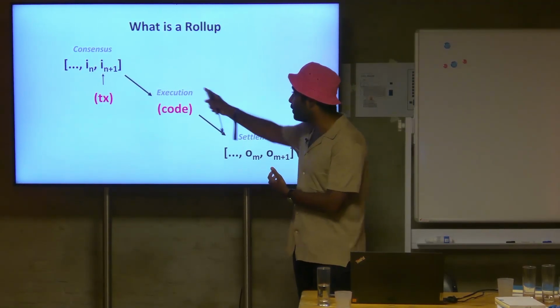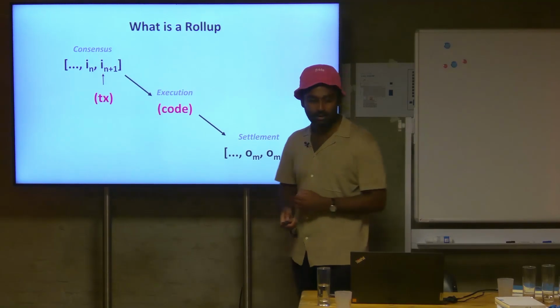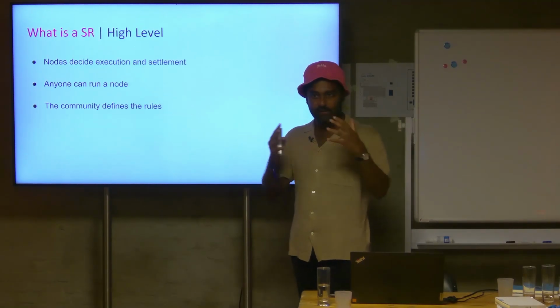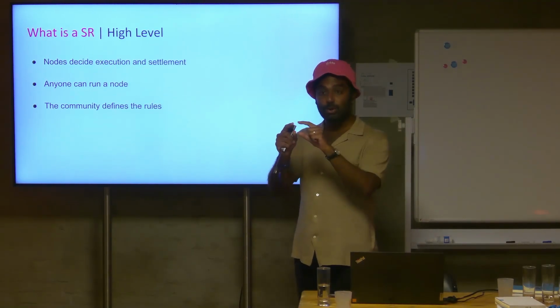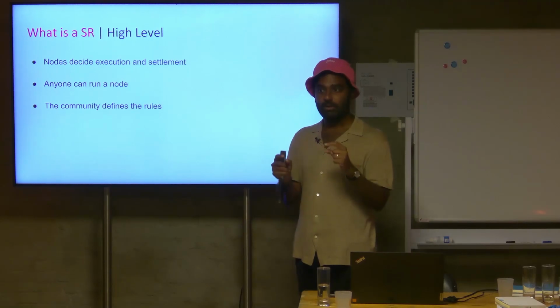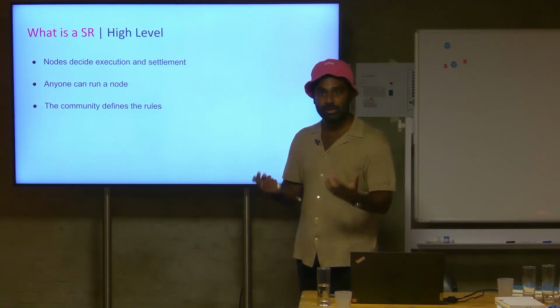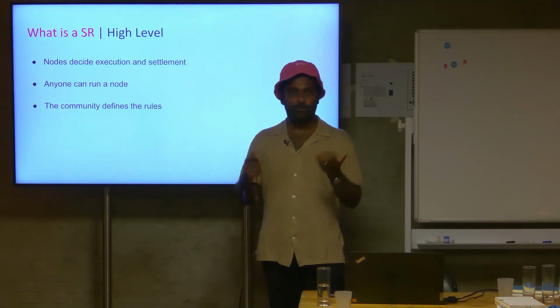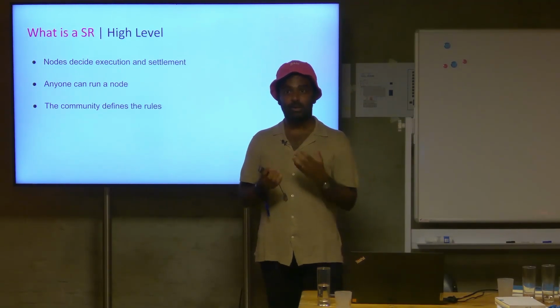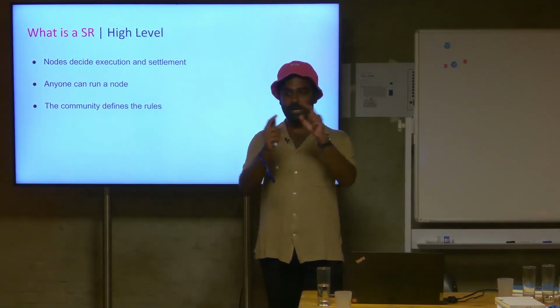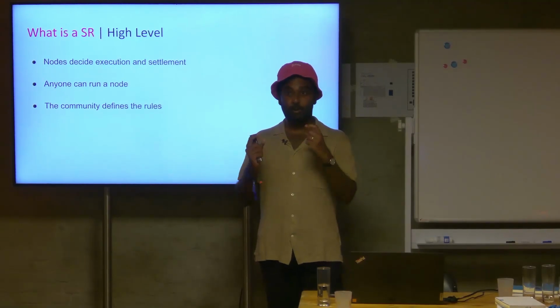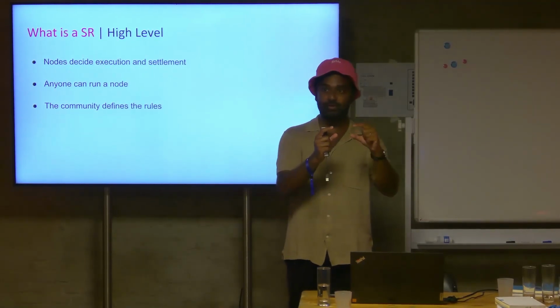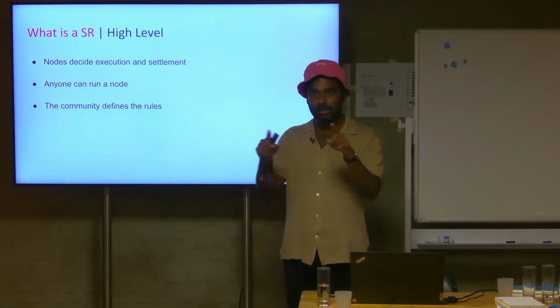So how exactly do they differ? What do sovereign rollups do on the execution layer and the settlement layer? At a very high level, the nodes in the sovereign rollup itself define the execution and settlement on the rollup. Let's say I have a sovereign rollup, like Forma, which launched a couple weeks ago. Forma is an NFT marketplace. It has a bunch of different nodes. When we say it's sovereign, I mean that those nodes themselves are where the execution and the settlement live.